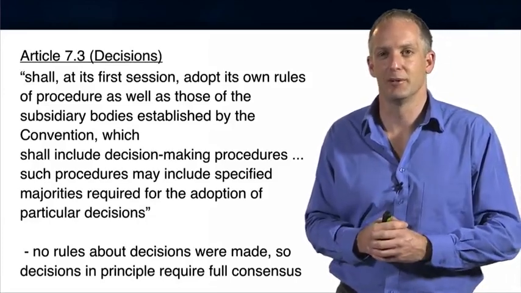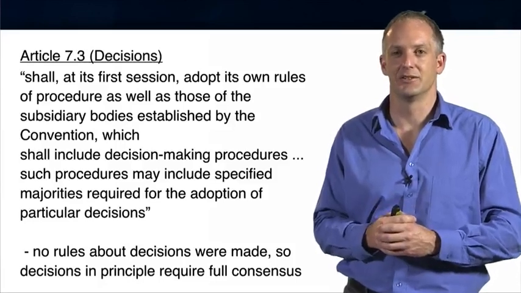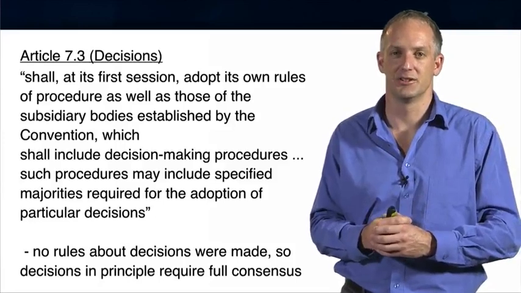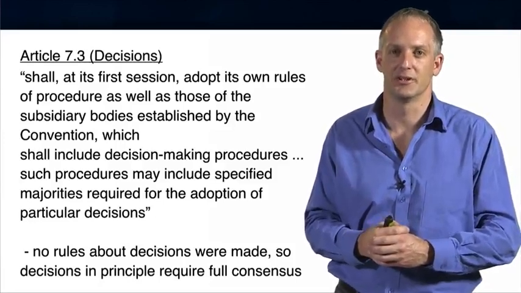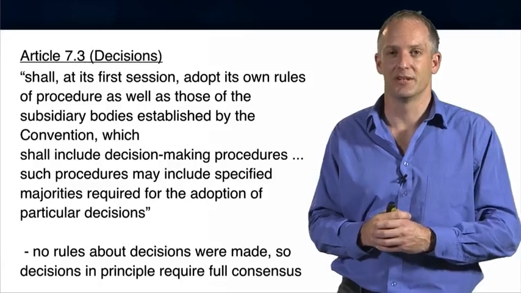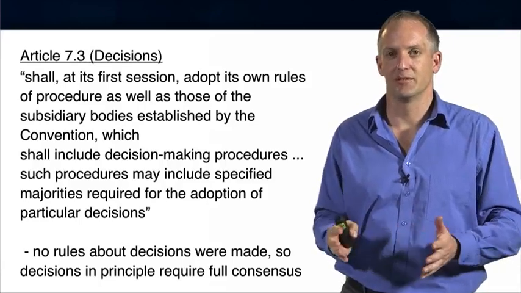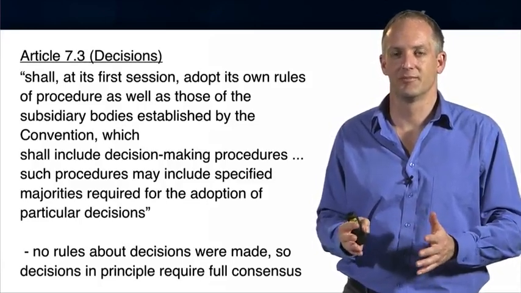Take 193 people, put them in a room and ask them to agree on anything. Take 193 countries represented by their lawyers with diverse interests and try and get them to all fully agree on everything. It doesn't work very well. It's very, very slow. It's very, very cumbersome. This is a fundamental underlying problem with the convention that really slows it down.